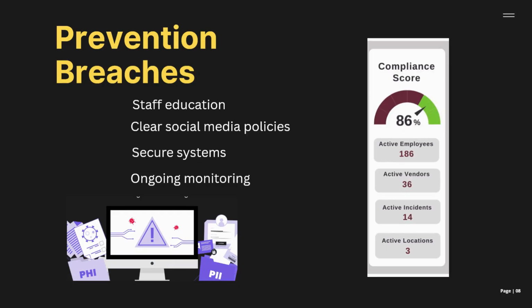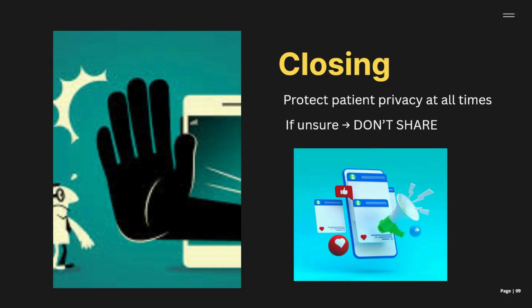Evidence-based strategies to prevent breaches include ongoing staff education, clear social media policies, secure technology systems, and regular monitoring of compliance. Research shows that combining staff training with strong organizational policies helps reduce the risk of confidentiality, privacy, and security violations. At the end of the day, protecting patient privacy comes down to professional judgment. If there is any chance a patient could be identified, the safest decision is not to share the information.